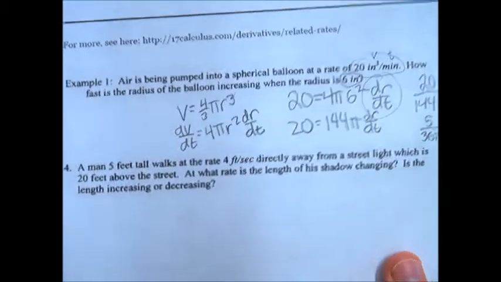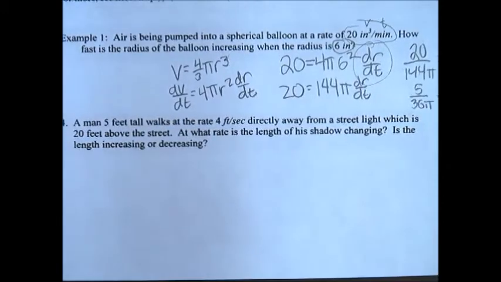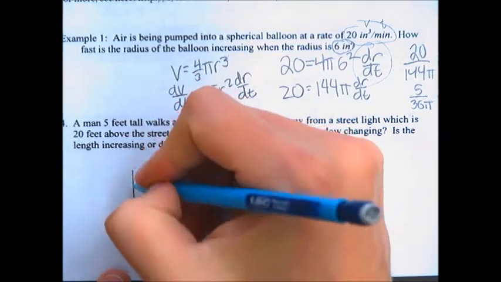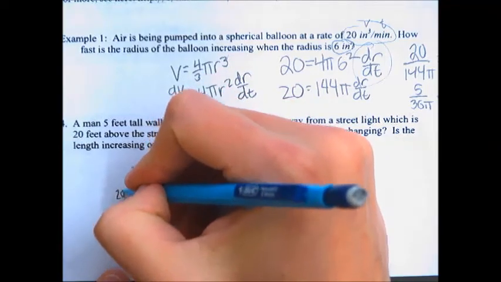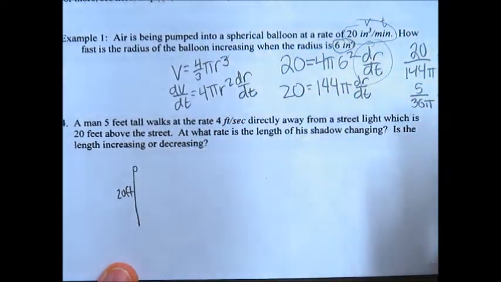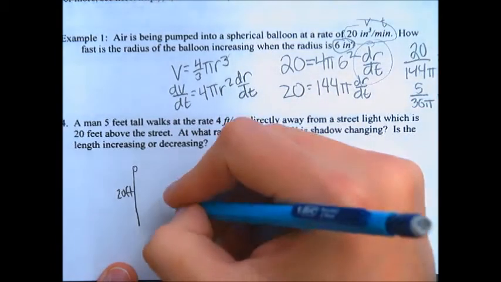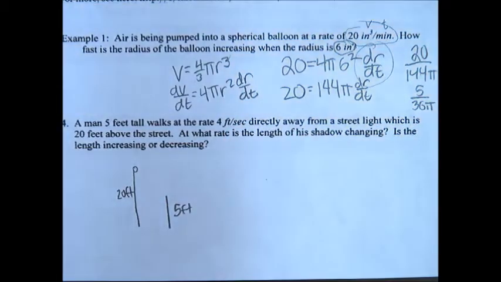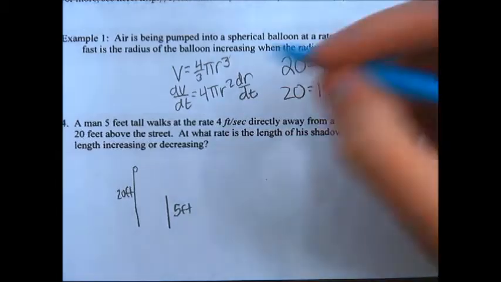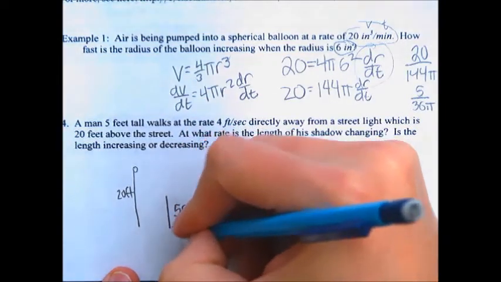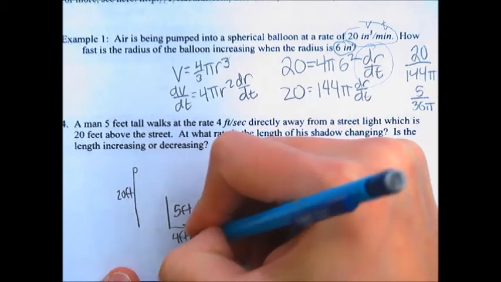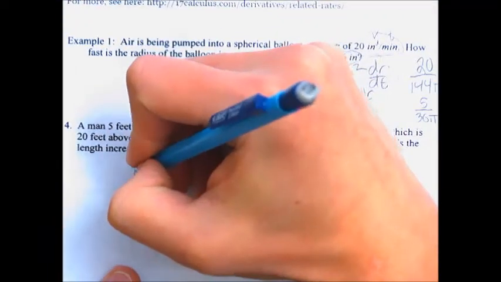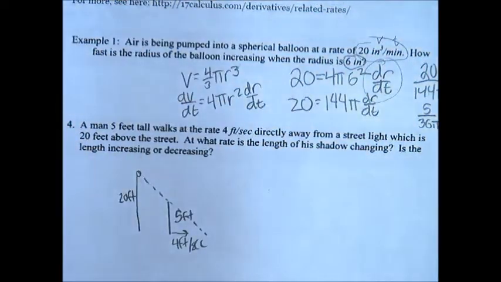Alright, next problem. A man that is 5 feet tall walks at the rate 4 feet per second directly away from a street light, which is 20 feet above the street. Alright, 20 feet up. Here's a street light. The dude is, we don't know how far the dude is away, but he's 5 feet tall. So he's walking at 4 feet per second away from the light, like this. So this is what our picture looks like.